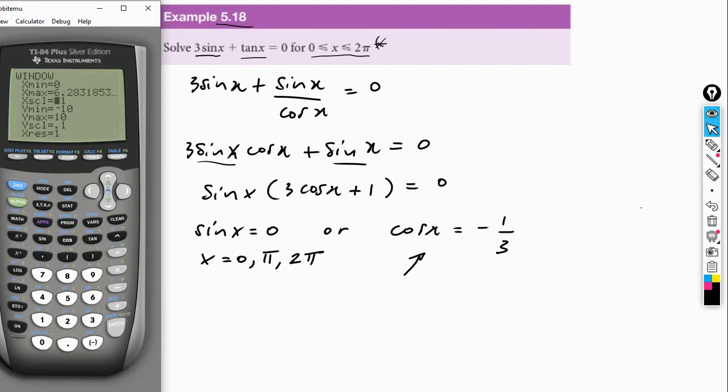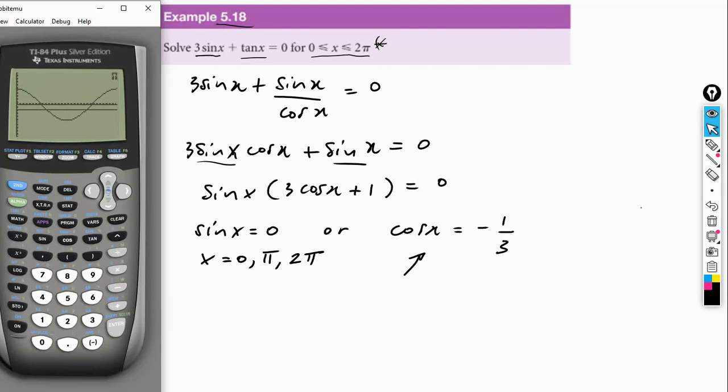Okay, and then for the y minimum, we know that cosine fluctuates between -1 and 1, but we want something a little bit bigger than that. We can say -2 and 2. And now we can graph, and there's the cosine function, and there goes the line that represents -1/3. So we would have to find those two intersections.